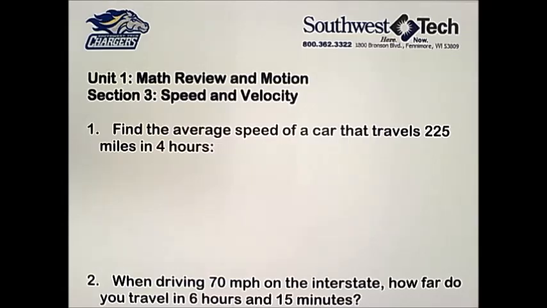This homework solutions video is for Science and Mechanics, Unit 1, Math Review and Motion, Section 3, Speed and Velocity. Number 1. Find the average speed of a car that travels 225 miles in 4 hours.